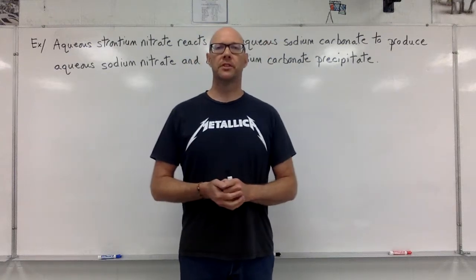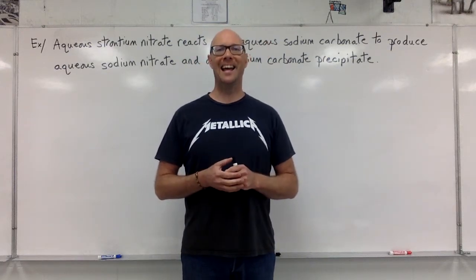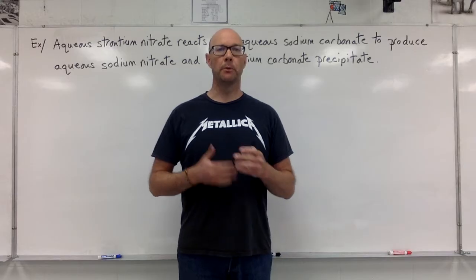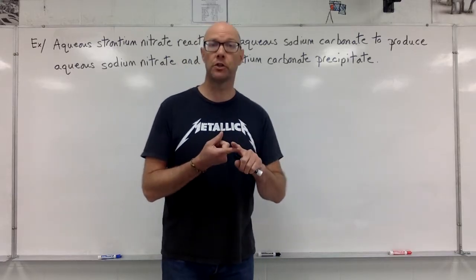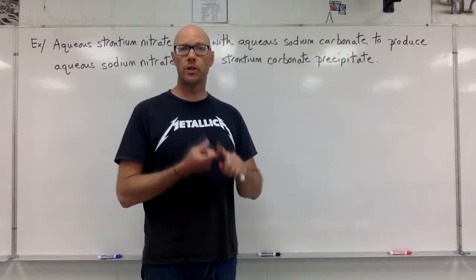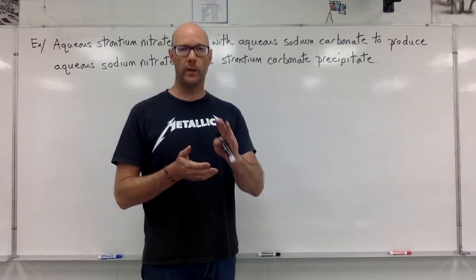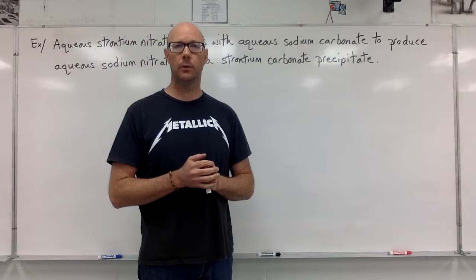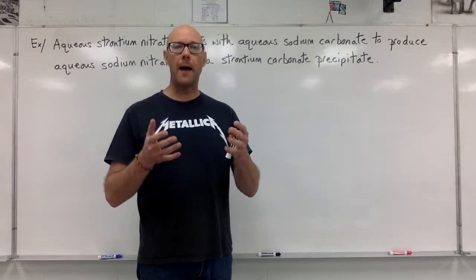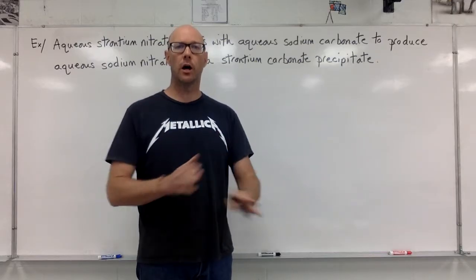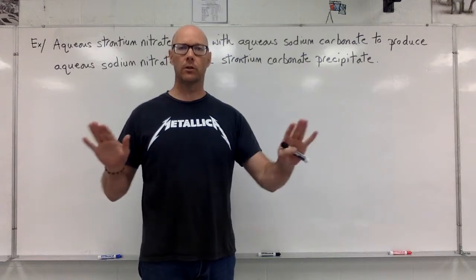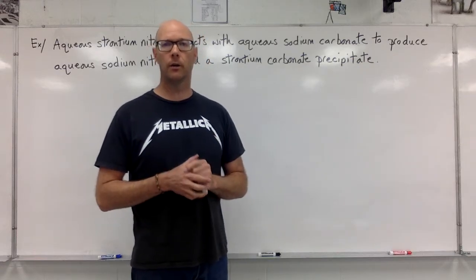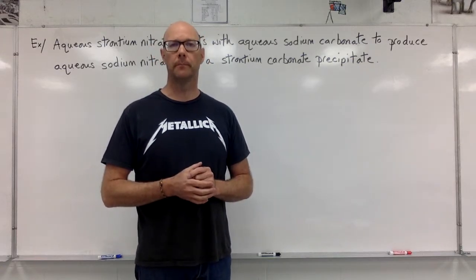Hi everyone, this is an example of how to write a net ionic equation. I'm going to follow three steps. I'm going to first write the non-ionic equation, traditional balanced equation with states. Then I'm going to dissociate anything that's aqueous. I'll examine my work to cancel off any substance that's identical on opposite sides of the arrow, and I'm going to rewrite what's left behind.